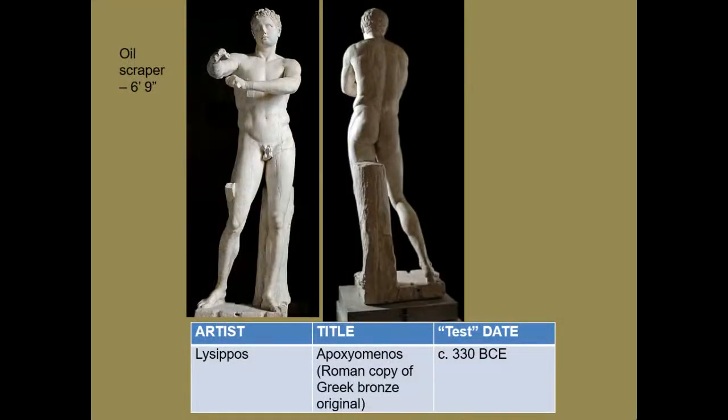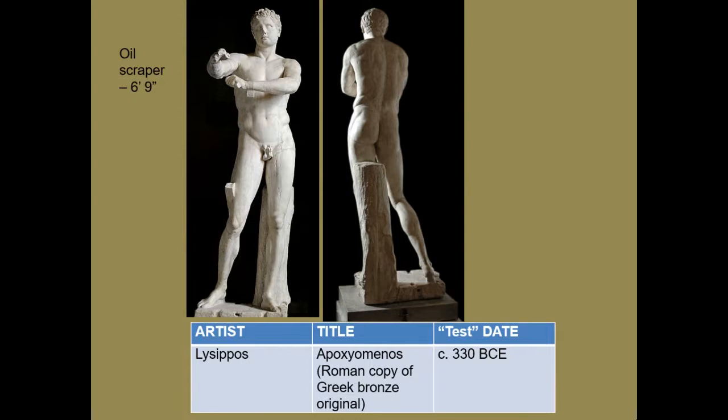We want to know Lysippus's Apoxyomenos. The Apoxyomenos is, again, a classic example of the weight shift, but it does represent an elongation of the form. Now we're in the 300s. If you do a proportional ratio on this figure, he's a little bit taller than average human height. He's about 6 feet 9 inches tall.